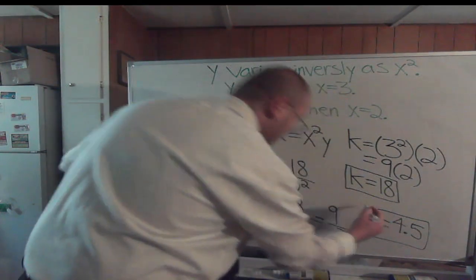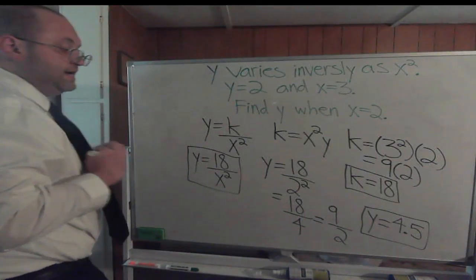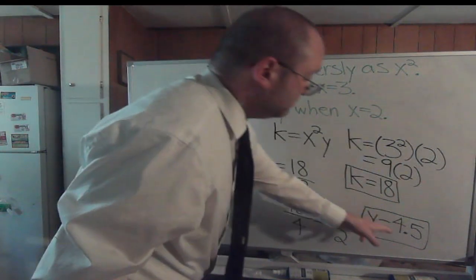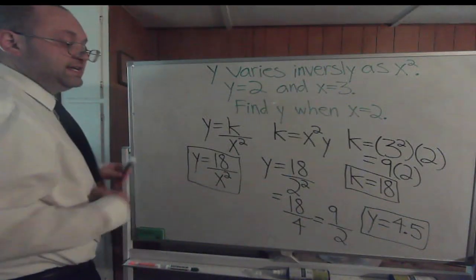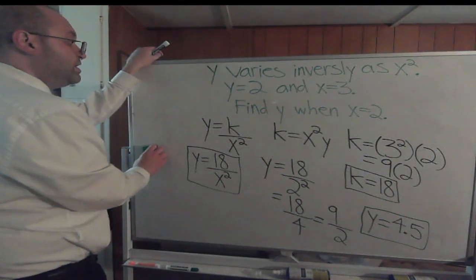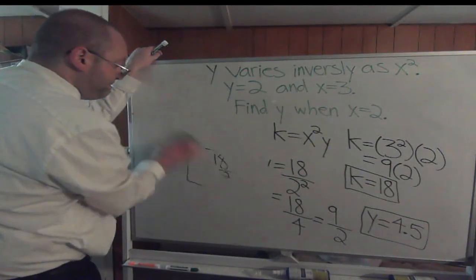So when x equals 2, y equals 4.5. That's the answer you would get. And I got more.